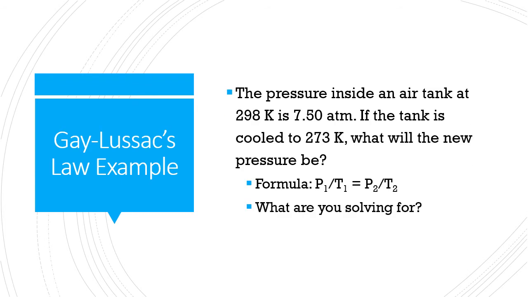We know we are using Gay-Lussac's formula, so P1 over T1 equals P2 over T2. But what are we solving for? We currently have two temperatures and one pressure, so it looks like we're solving for our new pressure, P2.